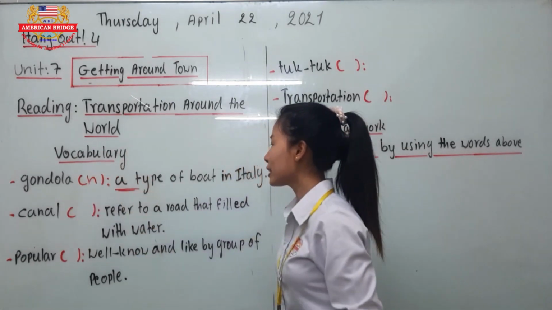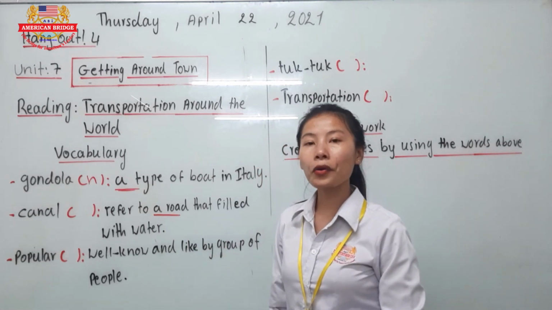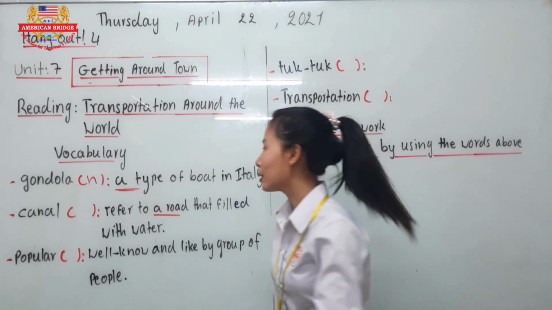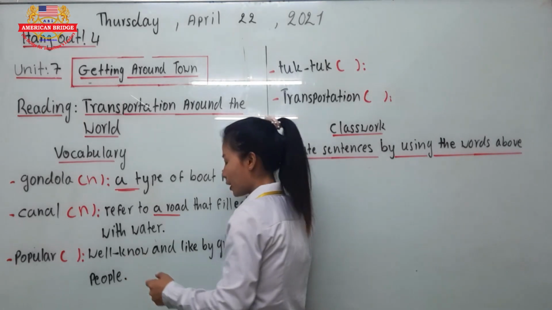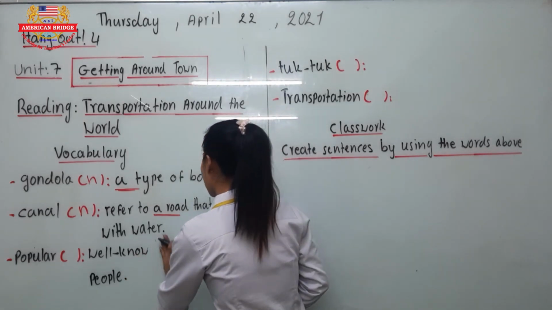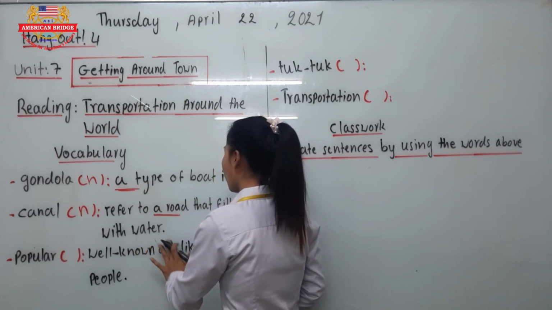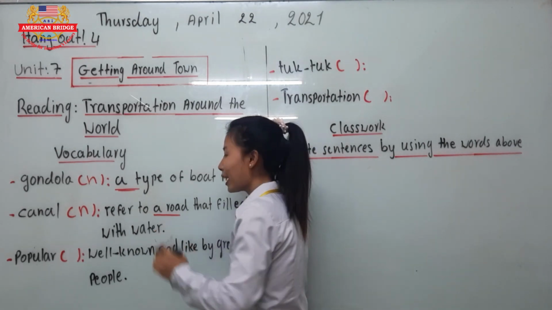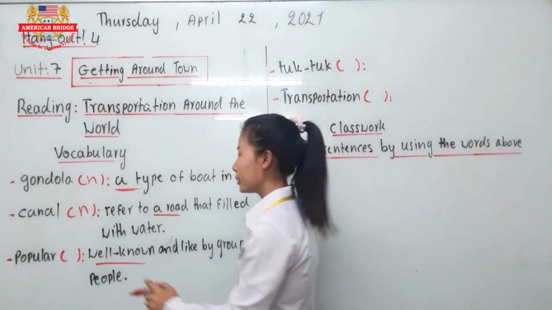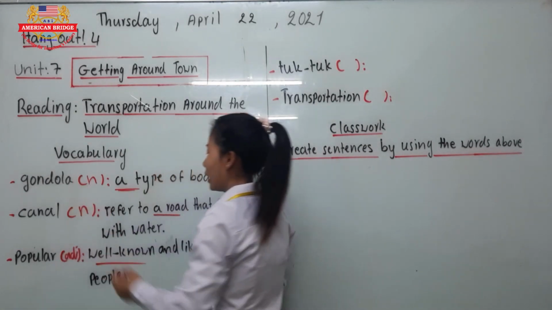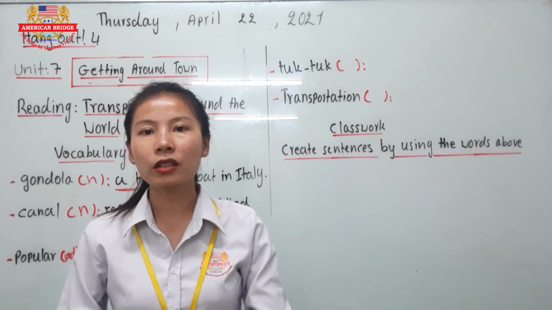And it also refers to a road. A road here means a noun. Popular here is well known. It must have one word at the end, so well known. Well known, we refer to an adjective, so it should be an adjective too. I hope that you understand how to build the word definition and also the part of speech.